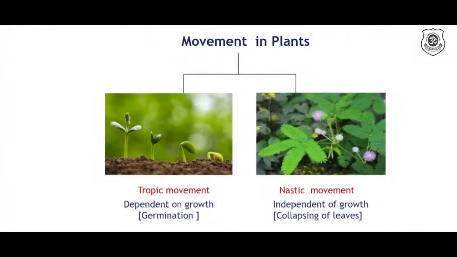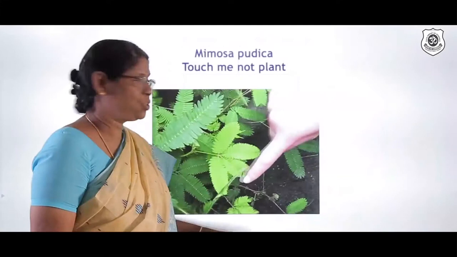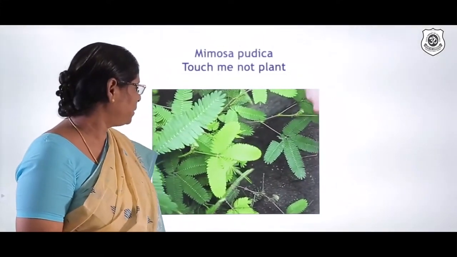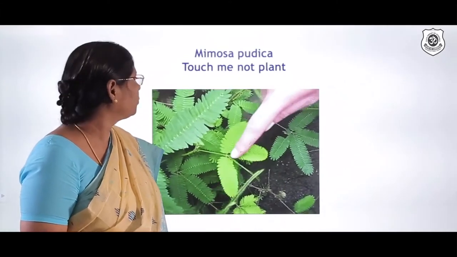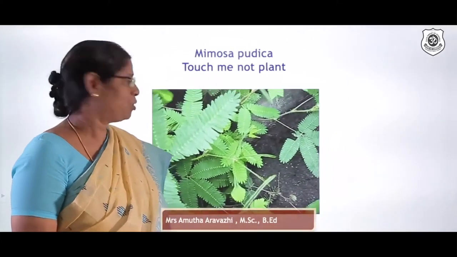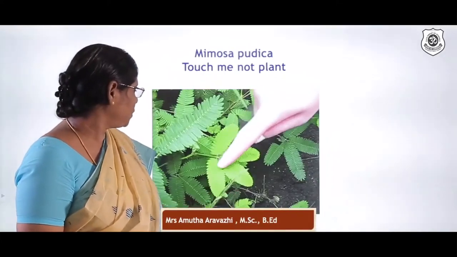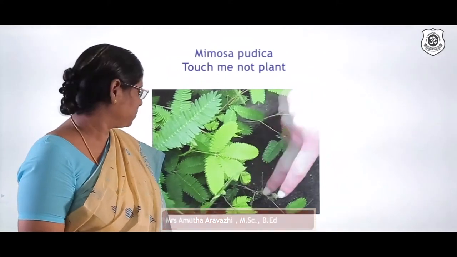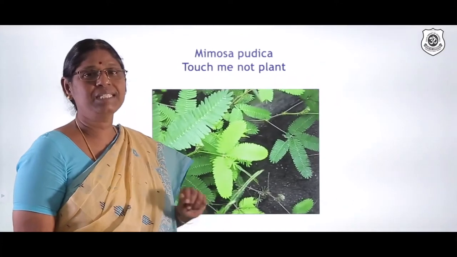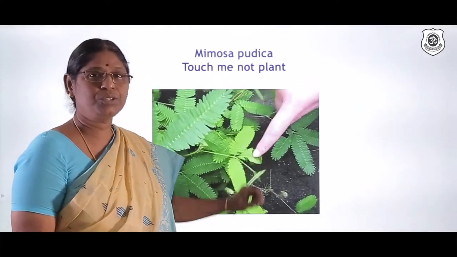Now this movement we call as growth related movement, and that is named as tropic movement, and this one is called as nastic movement. So this is a picture which shows nastic movement. You can see a person touching the leaves of Mimosa pudica, the botanical name of the plant touch-me-not, and once it is touched, you can see the leaves collapsing, right? So this type of movement is nastic movement, and it is not related to growth.